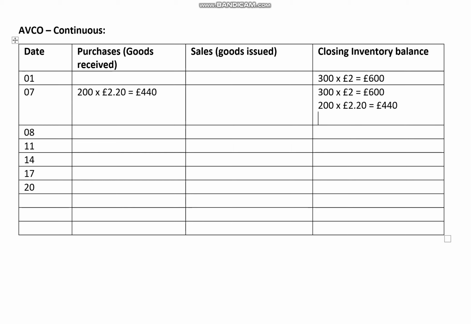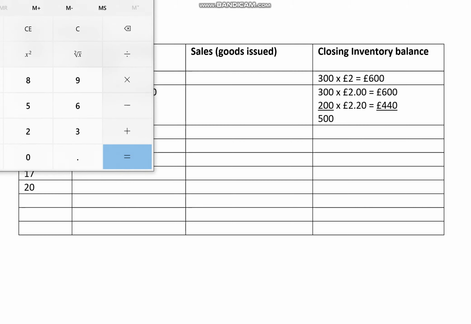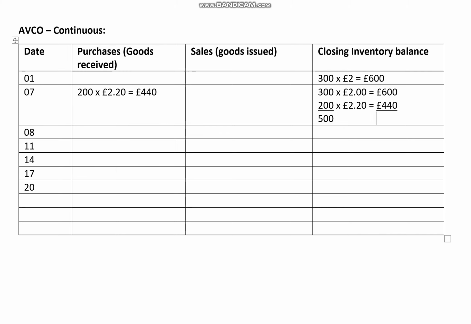Now that's where the average cost method starts, so you need to look at this carefully. Can I say that on the 7th of this month, we have a total of 500 units? Is that right? Total of 500 units, 300 plus 200. And the total cost of these units? If you are not very confident about the calculations like me, you can use the calculator. So 600 add 440, hey presto, 1040, right? So we have 500 units with a total cost or value of 1040.